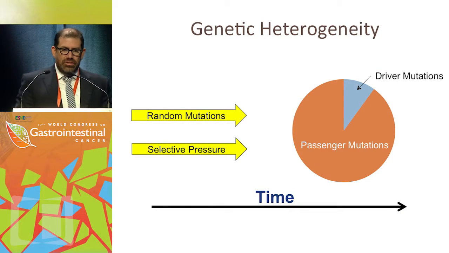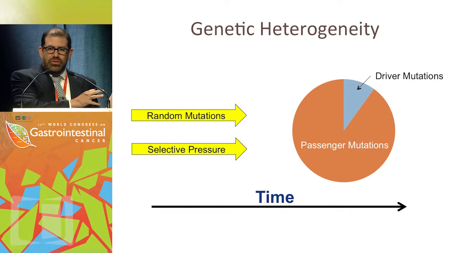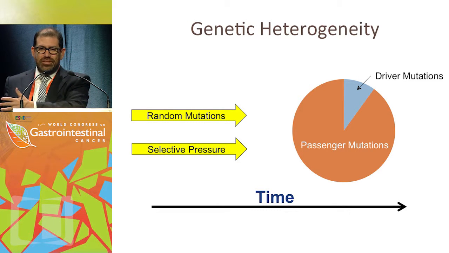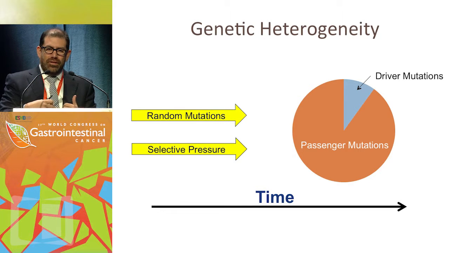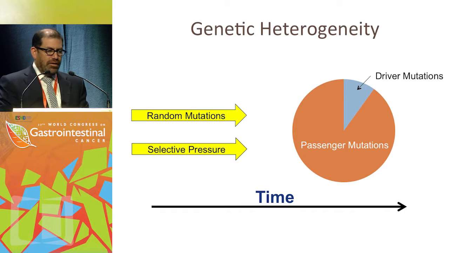And the challenge here is this heterogeneity is triggered by two things: selective pressure and random mutagenesis. And when you apply a therapy, that allows the tumor to become resistant and to escape from that primary response that was present.